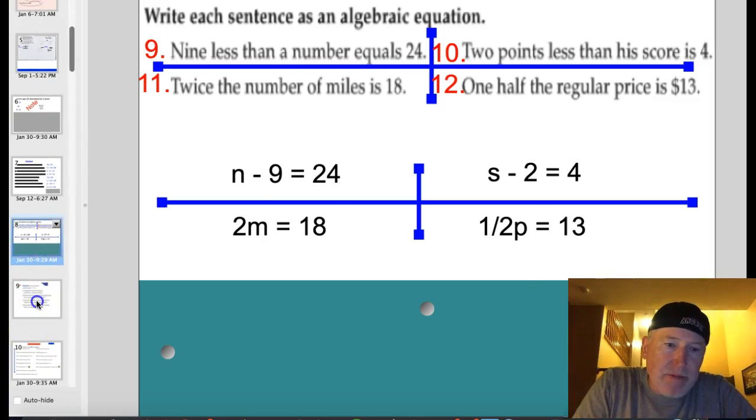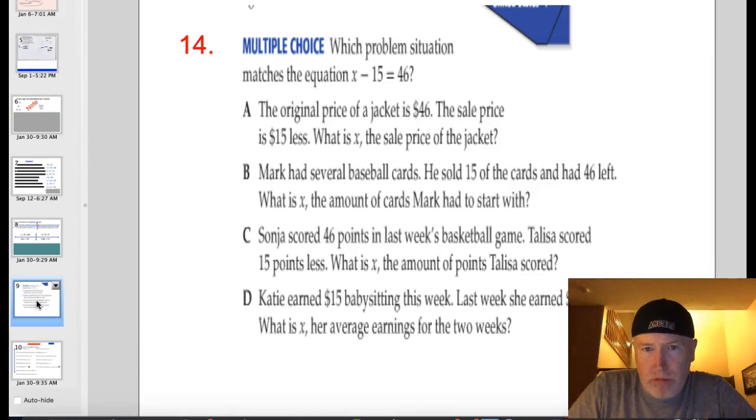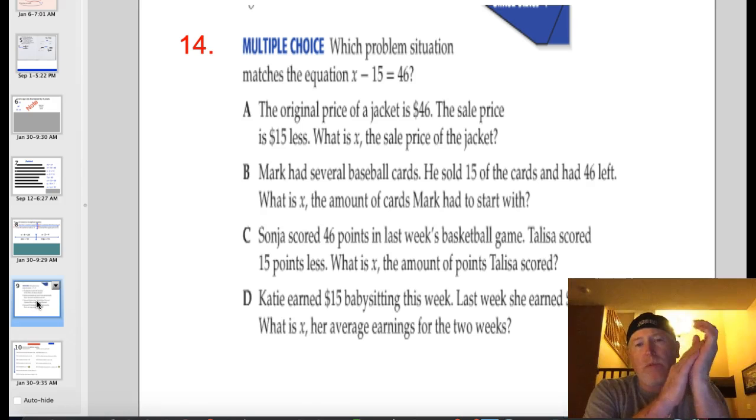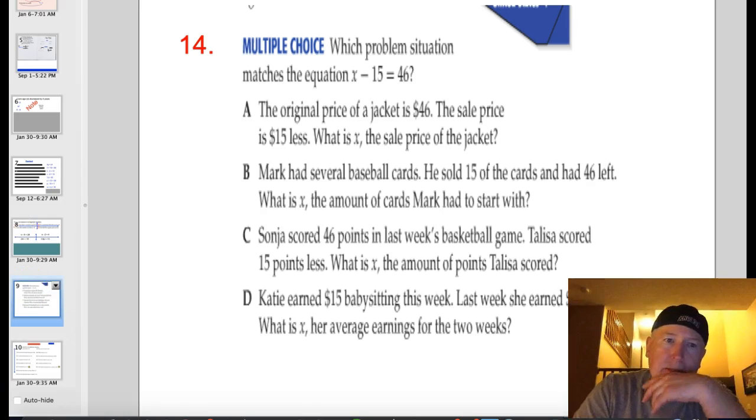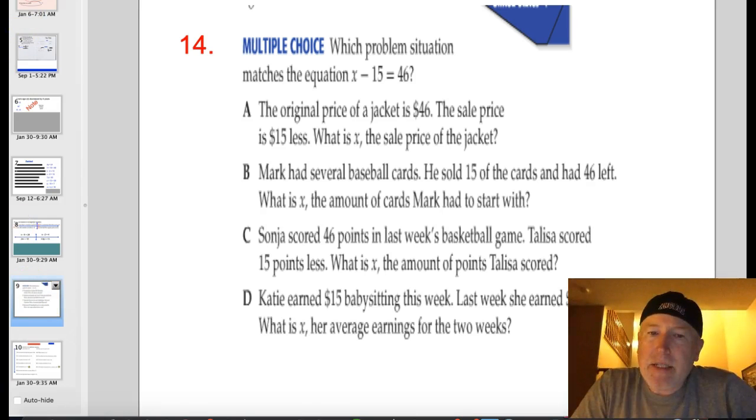All right. One more quirky one. Which problem situation matches this equation? So now you got x minus 15 equals 46. Go ahead and pause it and read through these and see if you can figure out which one of these it is. You probably thought it was B or C, but do you know which one it is?